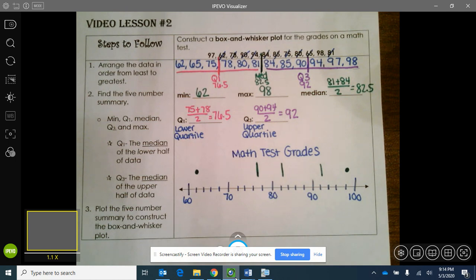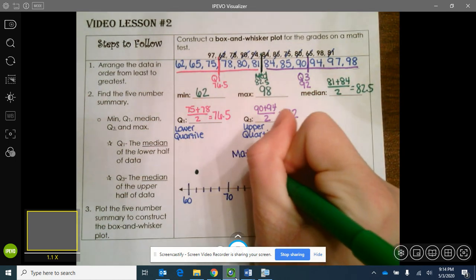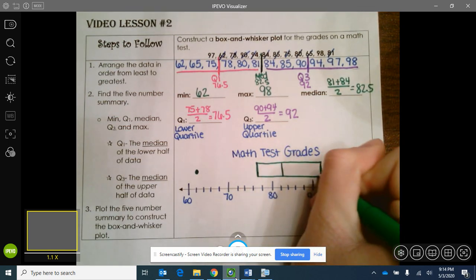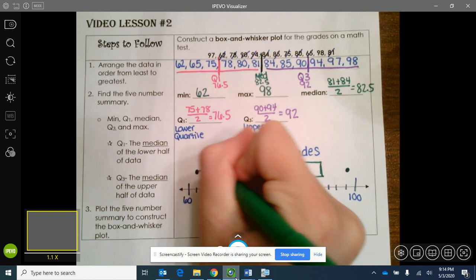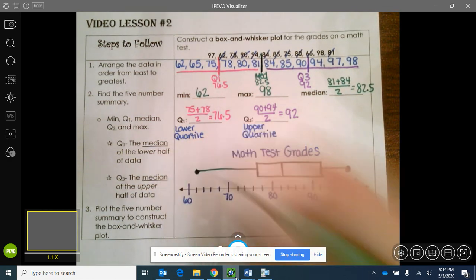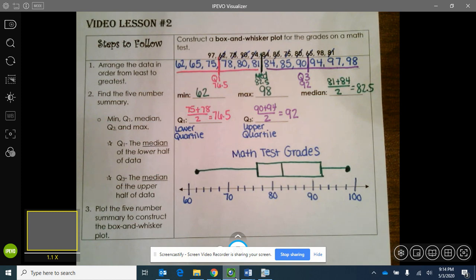So these 3 vertical lines for your 3 medians are going to make your box. So connect your lines to make a box. And then extend your whiskers to your dots. So it rhymes. Connect your lines to make a box and then extend your whiskers to the dots. So here's our box and whisker plot. This would be your minimum, your maximum, your Q1, your median, and your Q3.